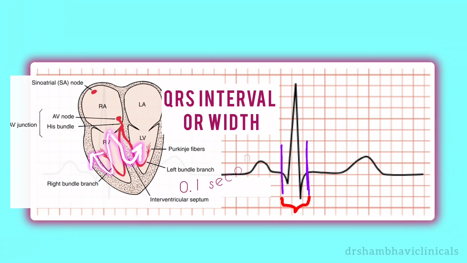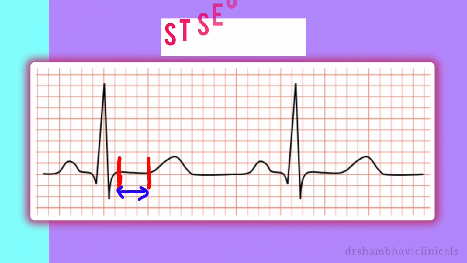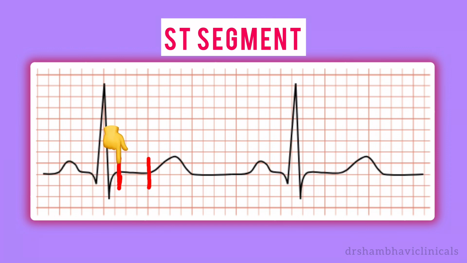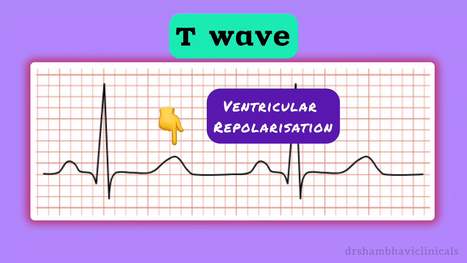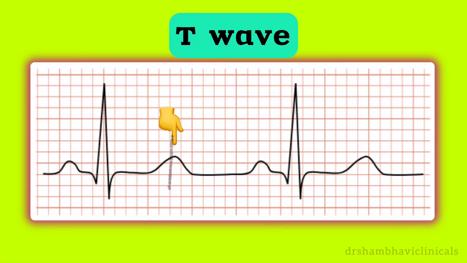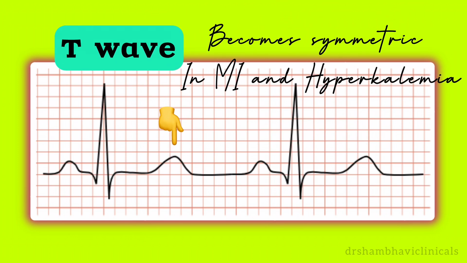Look at this portion of the ECG from the end of QRS complex to the beginning of T wave. This is called ST segment, and the junction between the end of QRS and beginning of ST segment is called J point. Now come to this T wave. It represents ventricular repolarization. A normal T wave has an asymmetric shape. Its peak is closer to the end than its beginning. This insignificant looking detail becomes important especially in conditions like myocardial infarction and hyperkalemia when the T wave becomes symmetric.